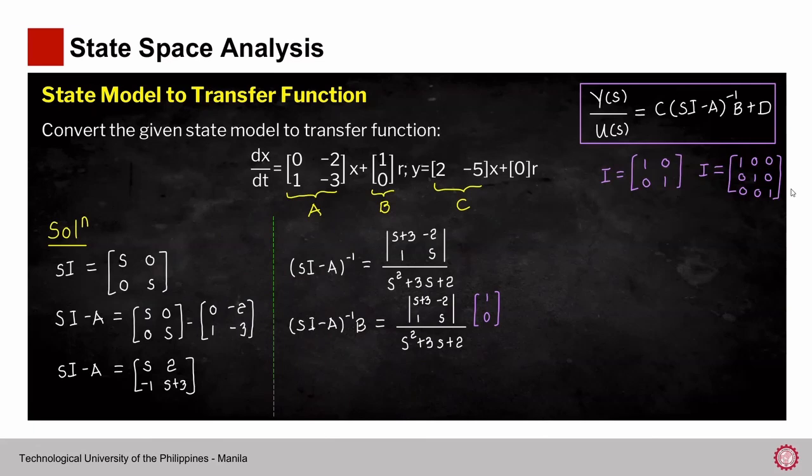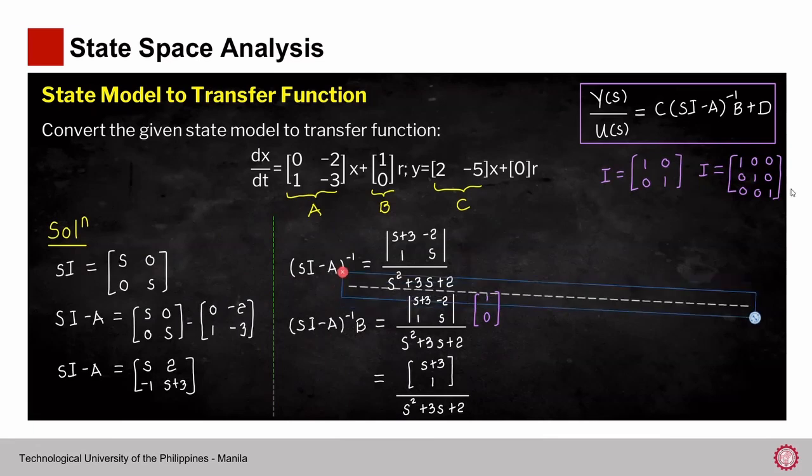What will be the result, guys? The result is S plus 3 times 1, negative 2 times 0, so this is nothing but S plus 3. Then the next row, which is 1, S, you also multiply by 1, 0. So 1 times 1 is 1, and S times 0 is 0. So we have 1 upon S square plus 3S plus 2. And finally, you just need to multiply this whole thing by C.